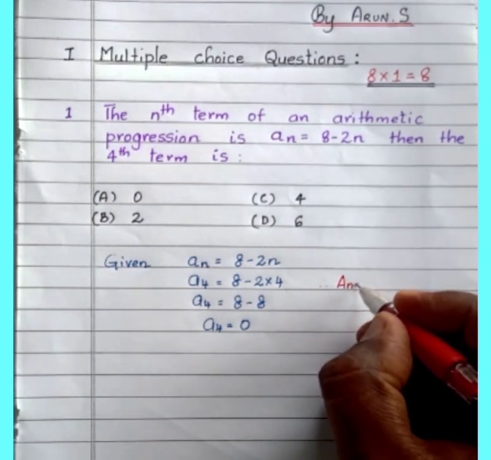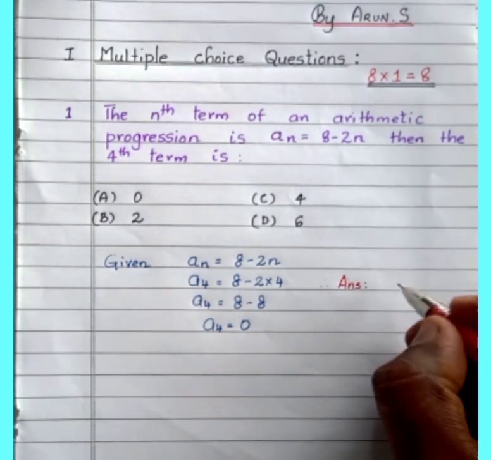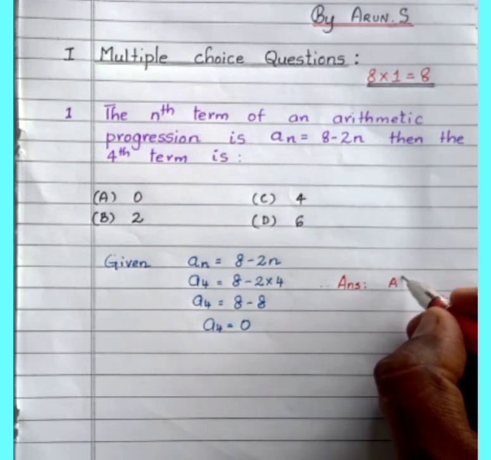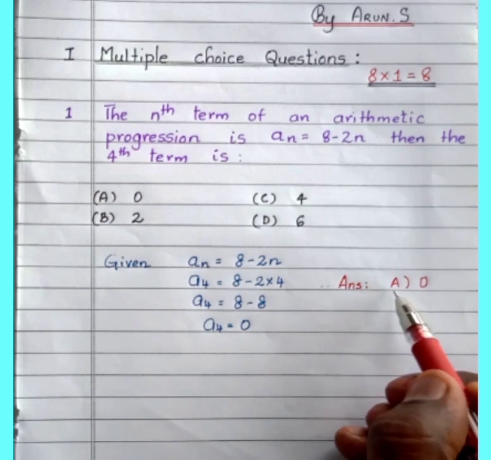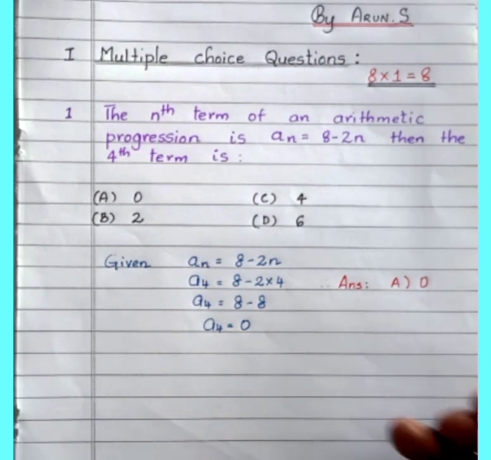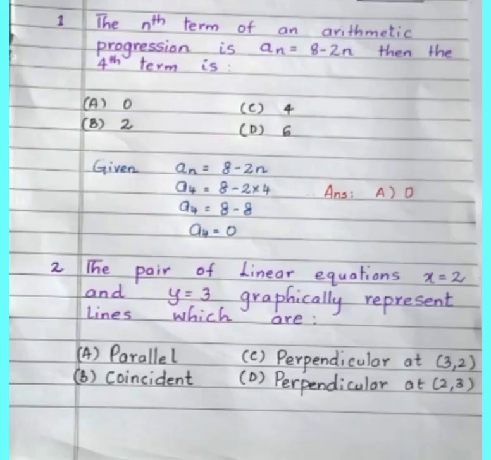In the exam, you should write the alphabet of the correct answer and you should write the answer also. That is option A, 0. Now moving to the next question.